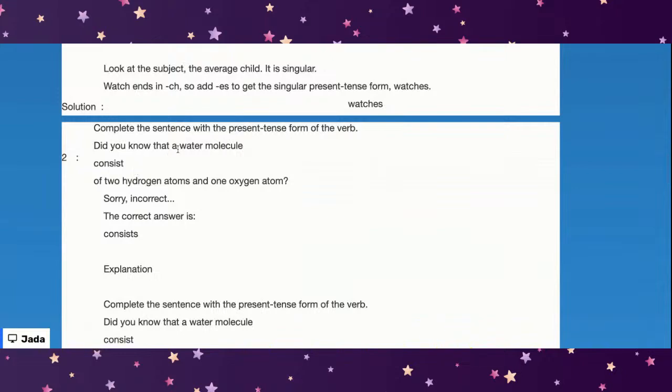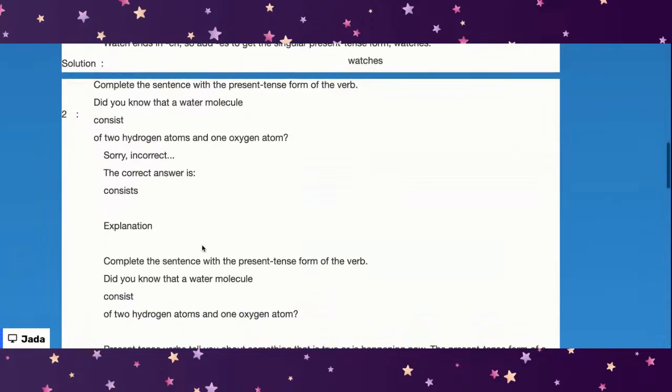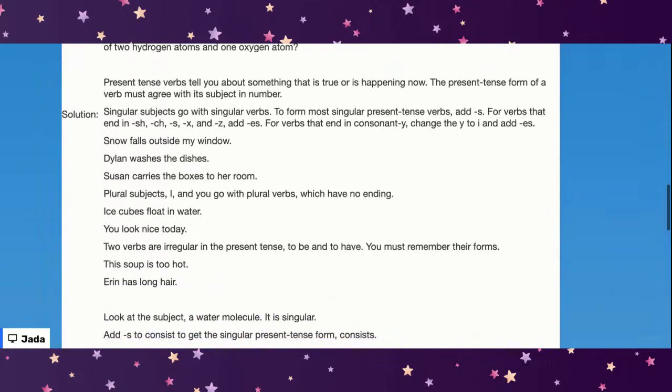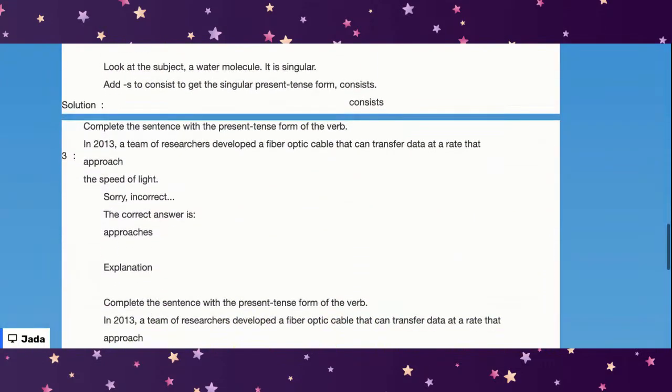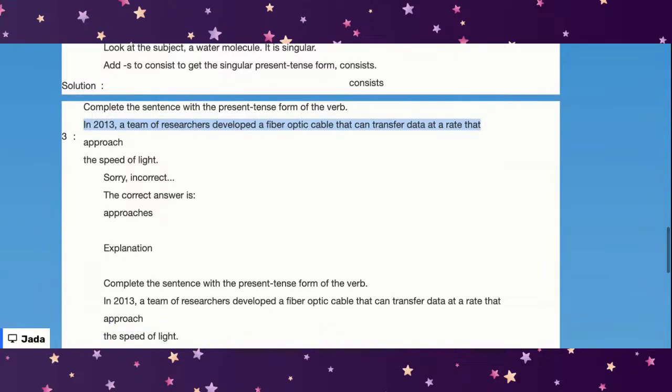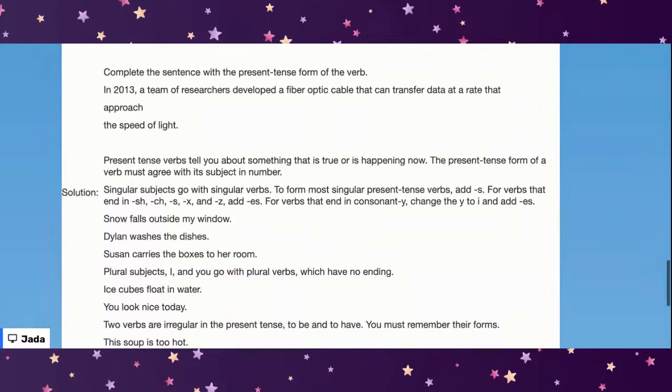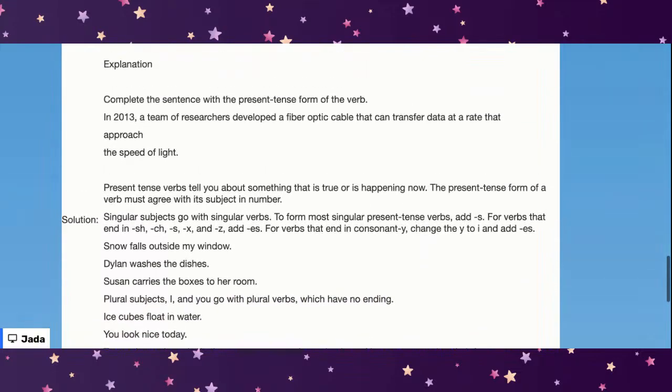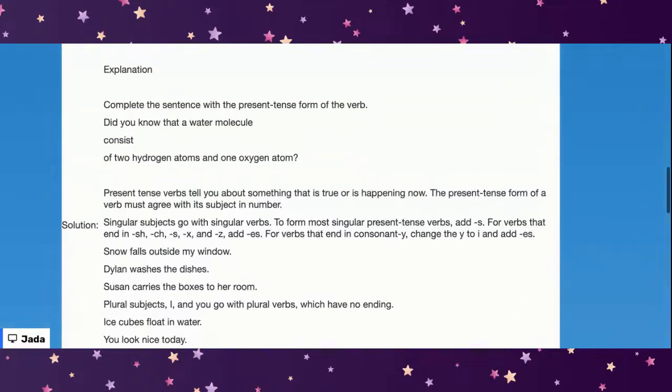Did you know that a water molecule consists of two hydrogen atoms and one oxygen atom? So consists, with s. It's singular, so you need to add s. In 2013, a team of researchers developed a fiber optic cable that can transfer data at a rate that approach the speed of light. So approaches. It ends with ch, so you have to add es to that. Approaches.